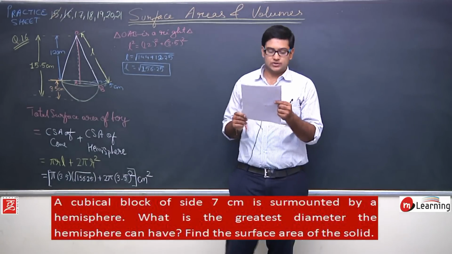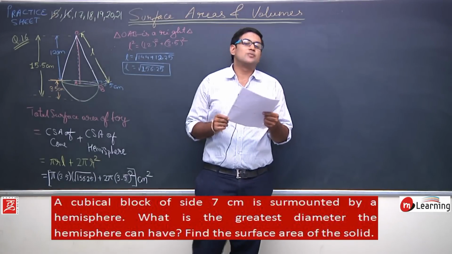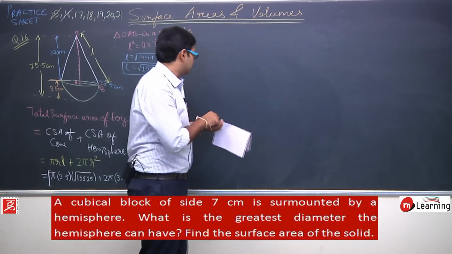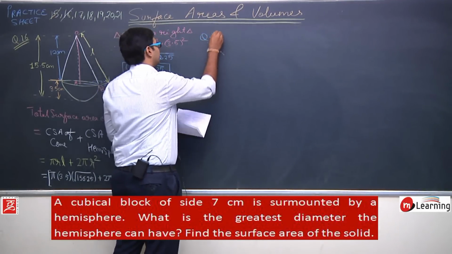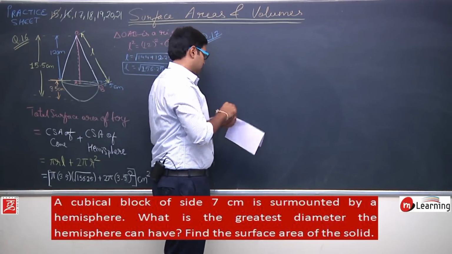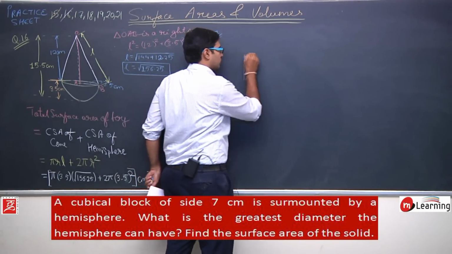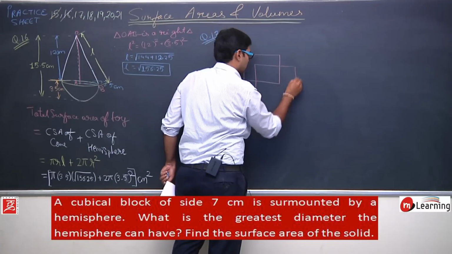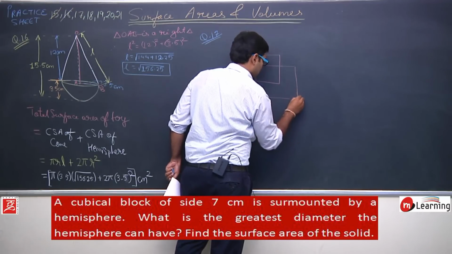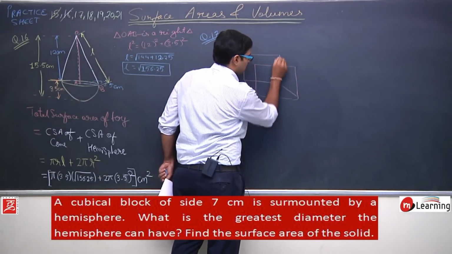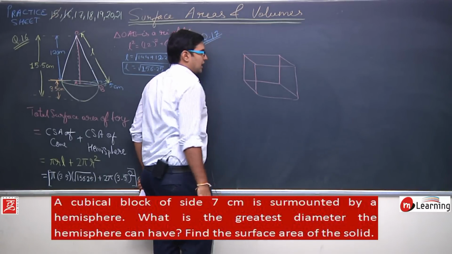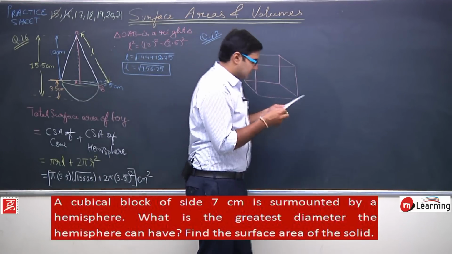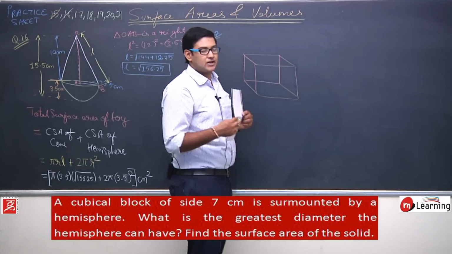So how to solve this question? We need to draw a cubical block, and at the top of that cubical block there is a hemisphere. So first let us draw a cubical block. This is a cubical block, and at the top of this cubical block there is a hemisphere. It says what is the greatest diameter that the hemisphere can have.